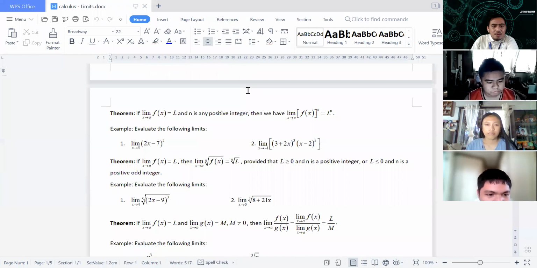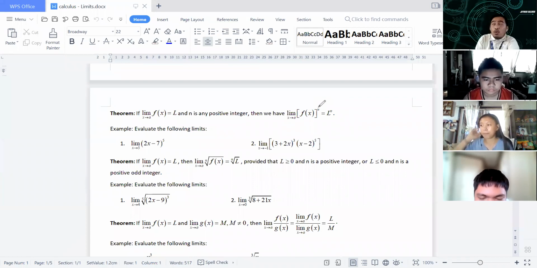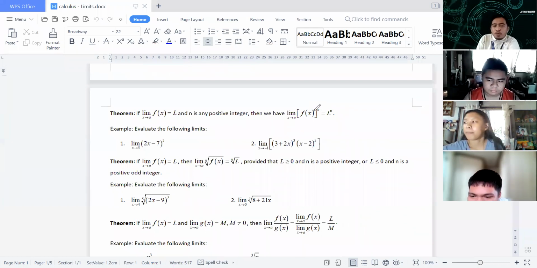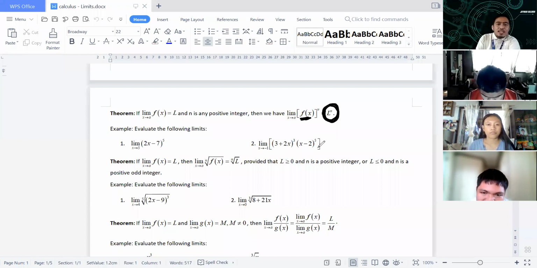The theorem. This theorem. What will happen if you have your function and you take the square, cube, or whatever exponent that you have? If you already know the limit of the function inside, you will just take the power of that limit. Okay? That's it. So if we are going to solve this one, what's the limit of the inside?